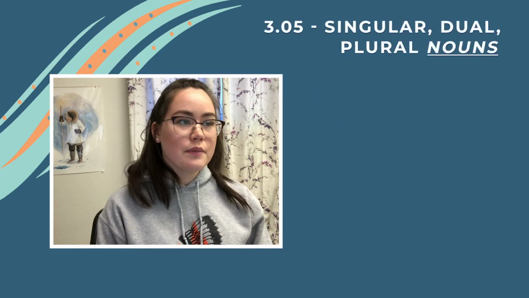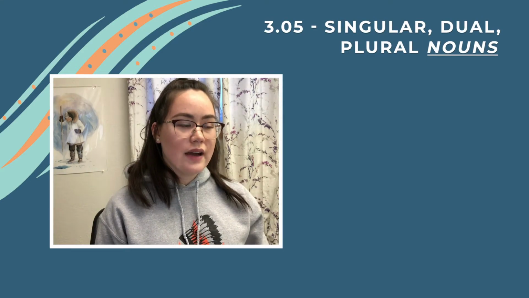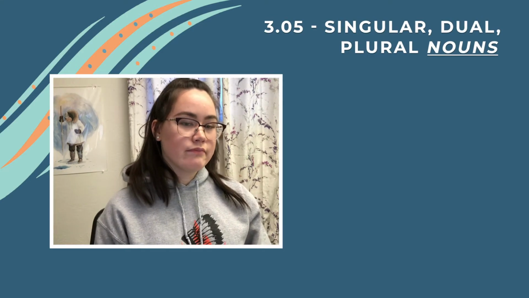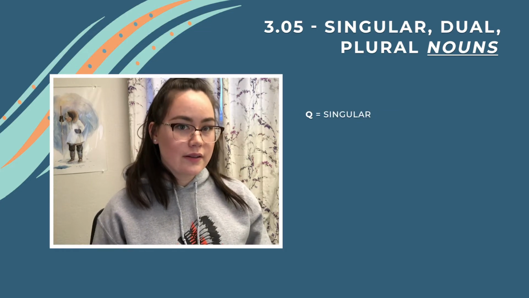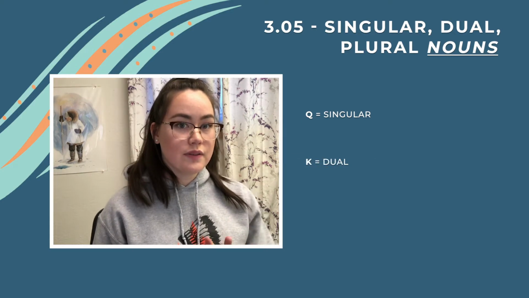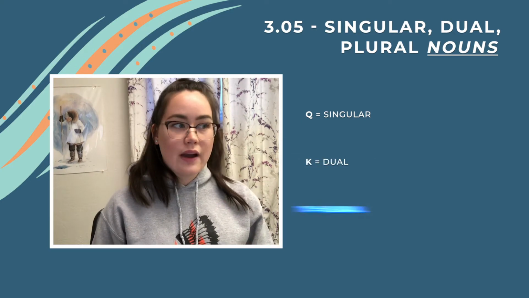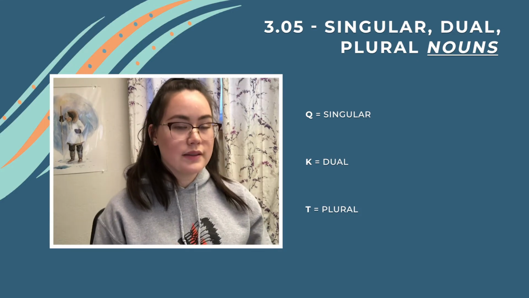Singular, dual, and plural nouns. In Inupiaq, the ending of the nouns indicates how many. When a noun ends in a Q, that means it is singular. When a noun ends in a K, that means it is dual, two of something. When a noun ends in a T, it is plural, for three or more of something.